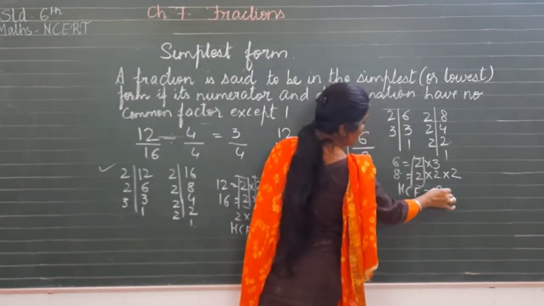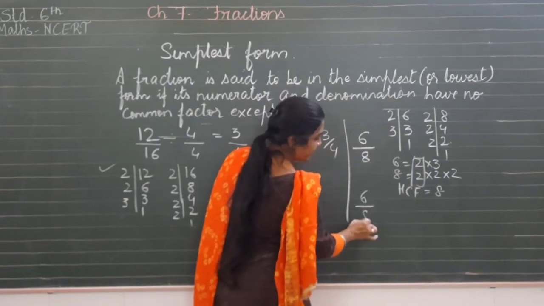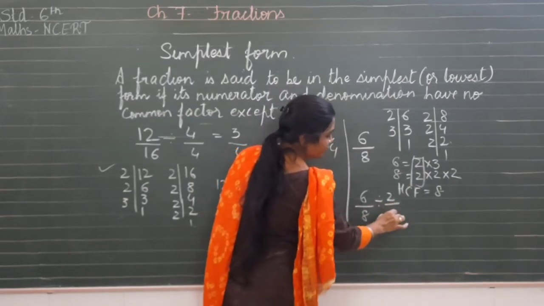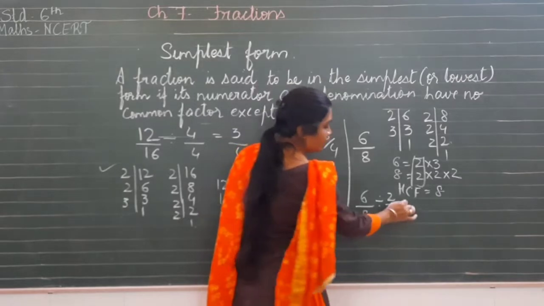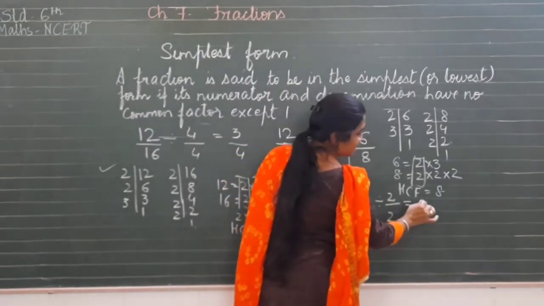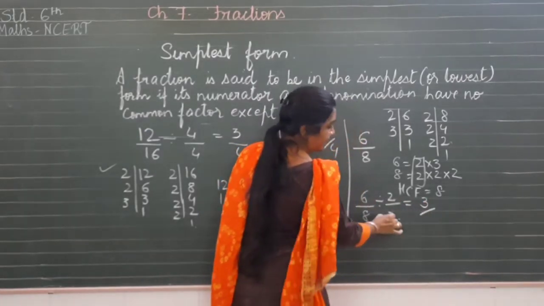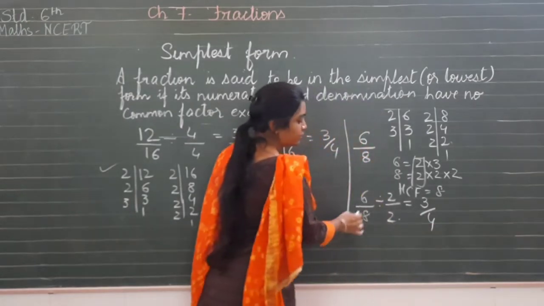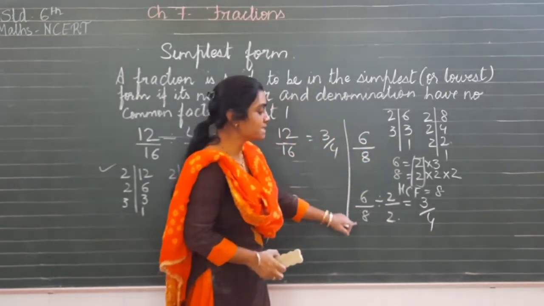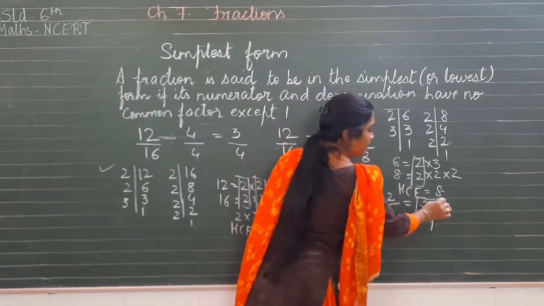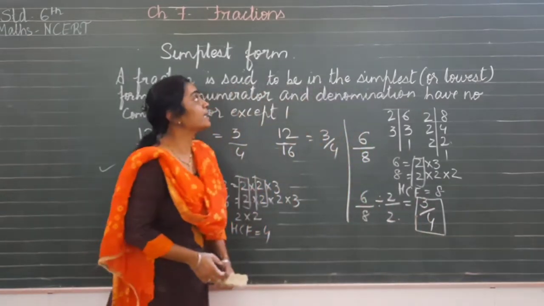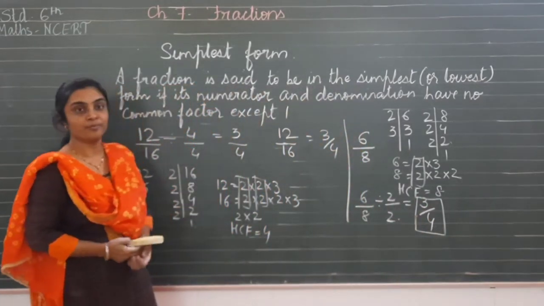Now we will divide 6 upon 8 by 2 in the numerator as well as in the denominator. So 6 divided by 2 will be 3, and 8 divided by 2 will be 4. So the reduced form or the simplest form of 6 upon 8 is 3 upon 4. So this way we can convert a fraction to its simplest form.